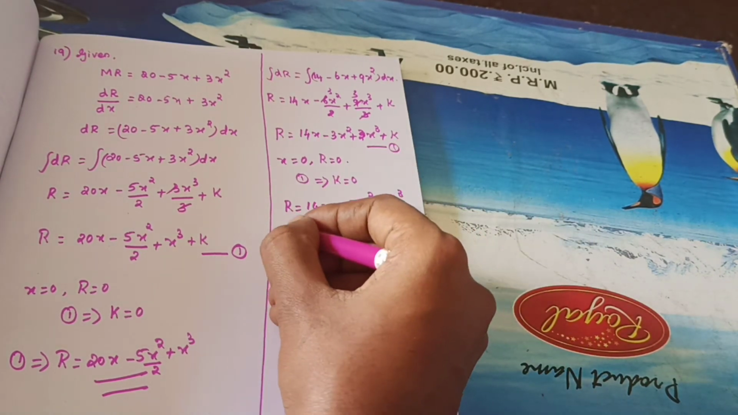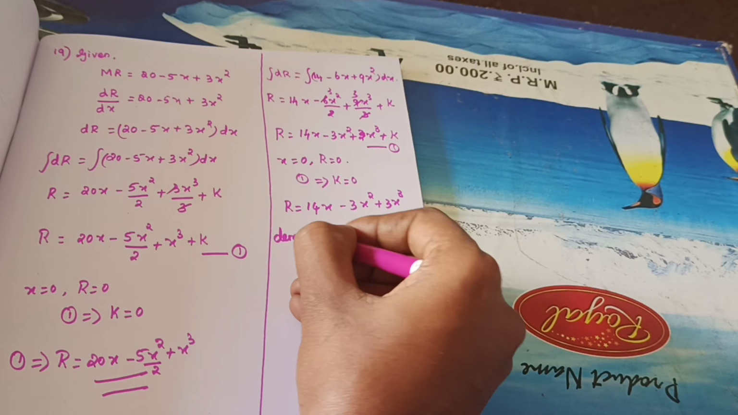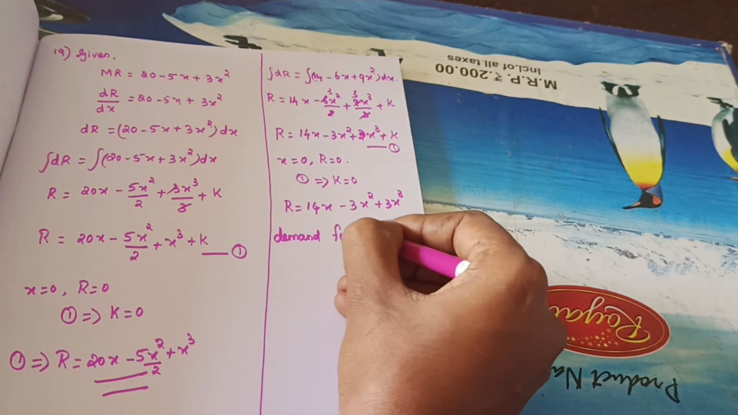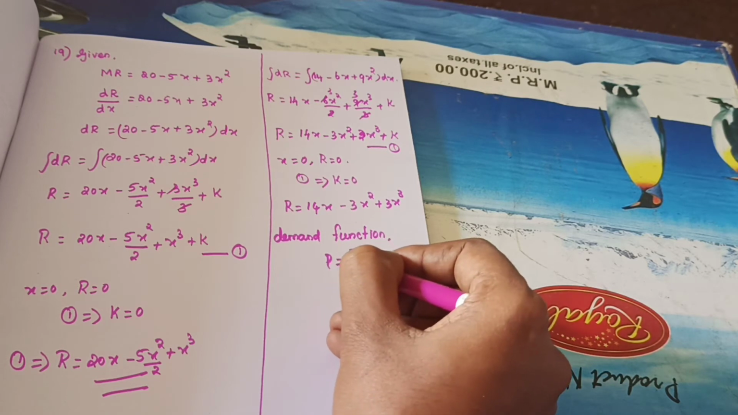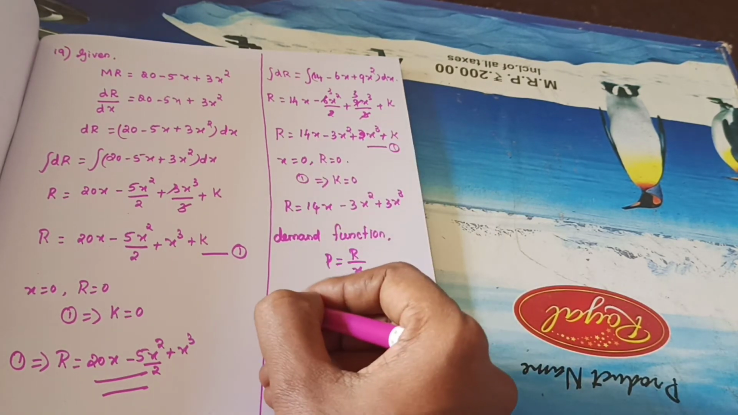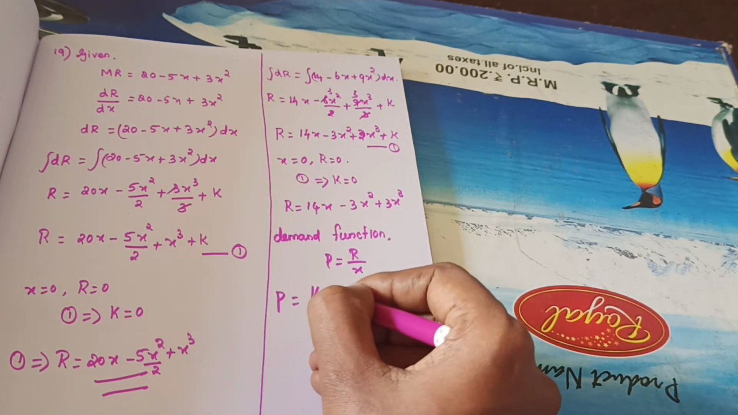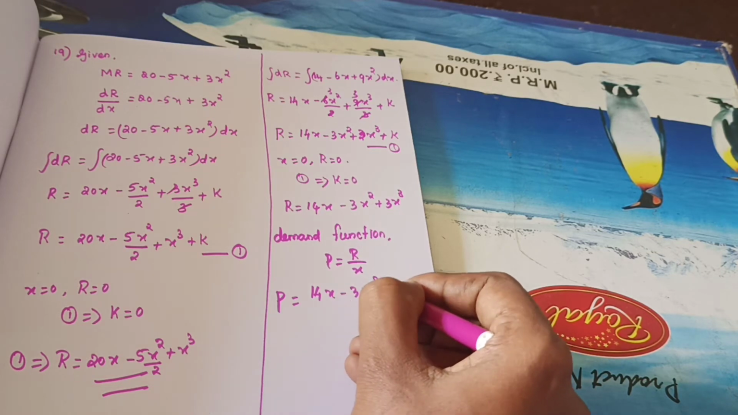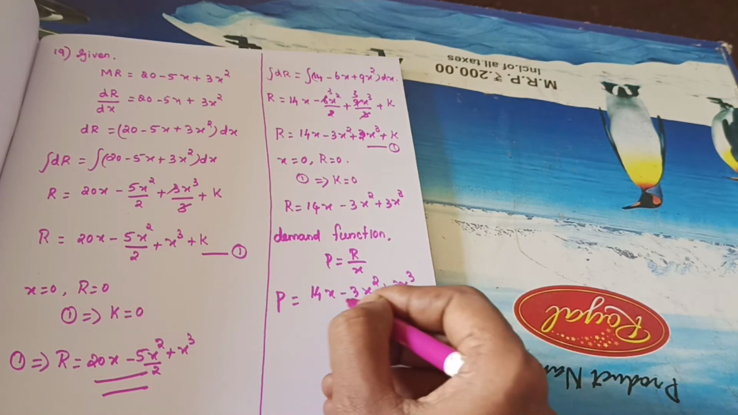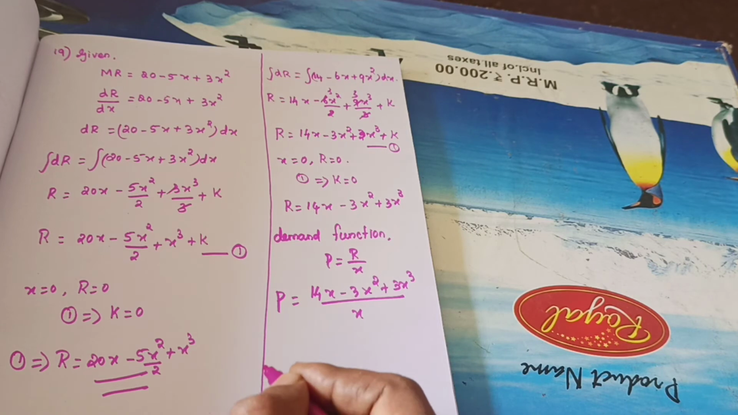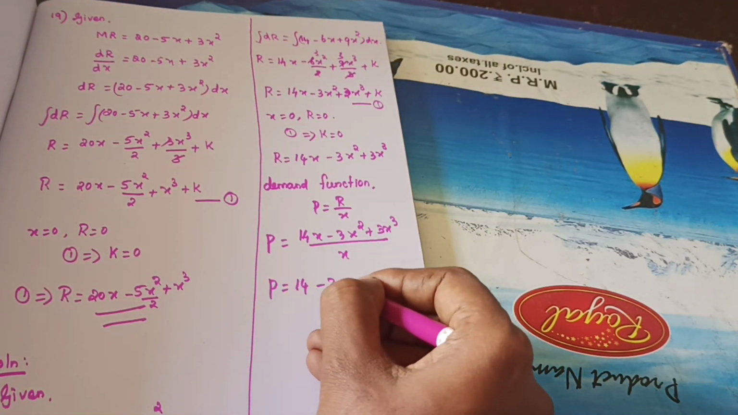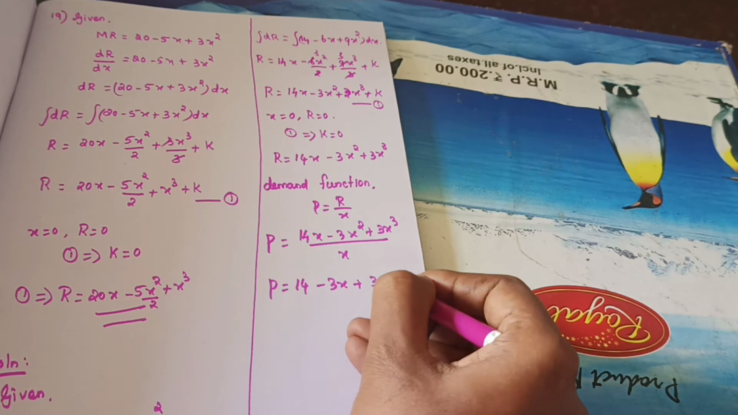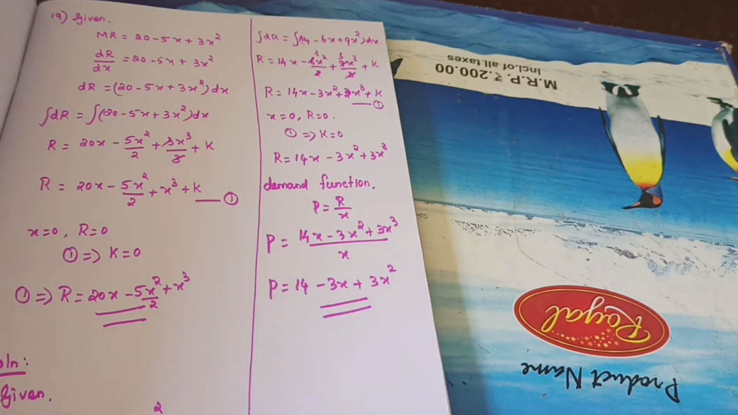What's the demand function formula? Demand function P equal to R by X. Now P is equal to R by X, which means 14x minus 3x square plus 3x cube divided by x. Each and every term you divide: 14 minus 3x plus 3x square. This is the answer.